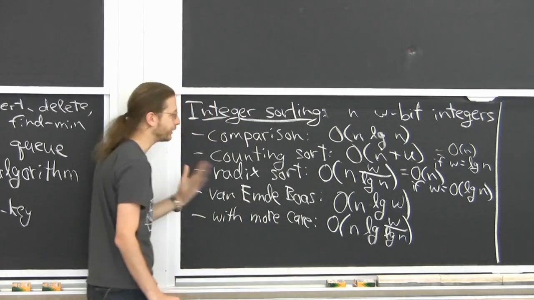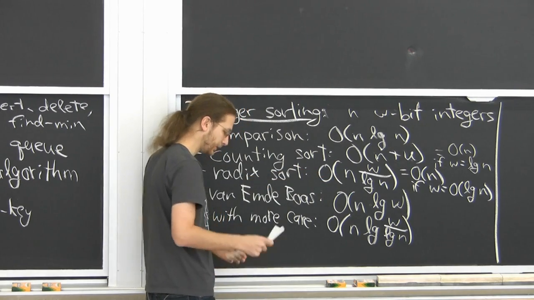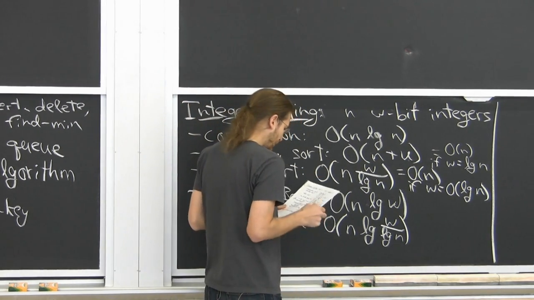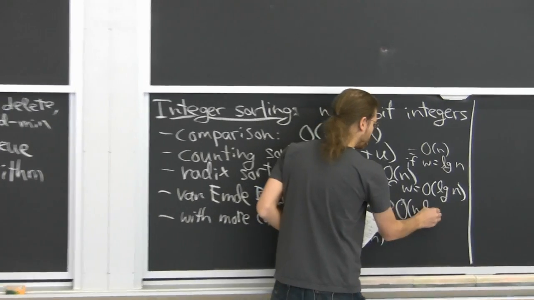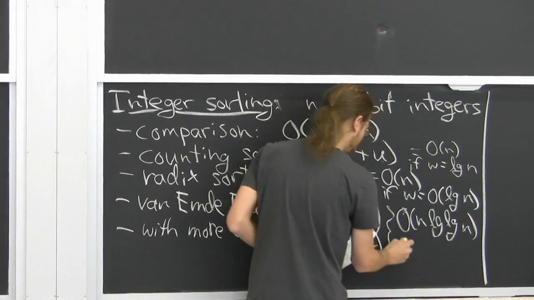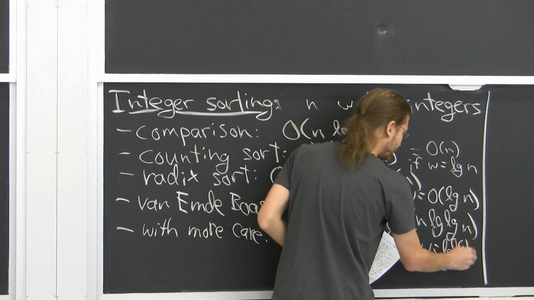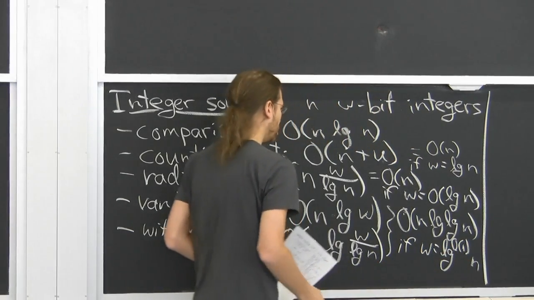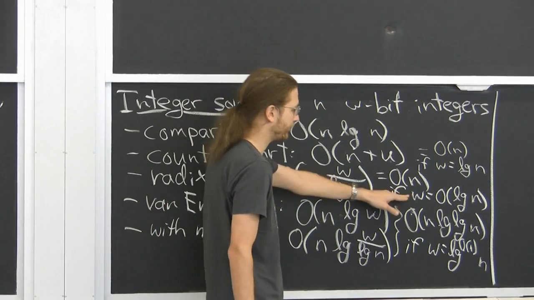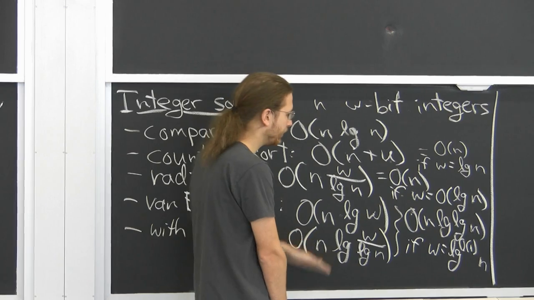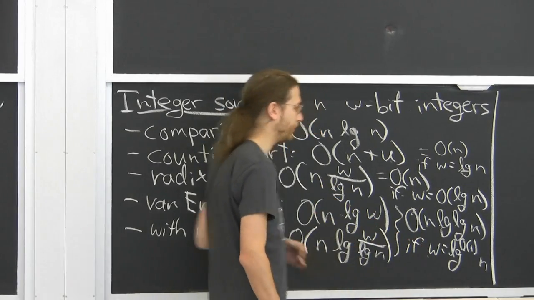So van Emde Boas, here's another way in which it's interesting. It gives us a strict improvement over radix sort. And in particular, do I care? Well, actually, both of these are order n log log n if w is not too big, polylog n. So this doesn't actually matter, but it's clearly better than this one. Again, if w is order log n, you get this to be linear. But in particular, overall you get n log log n up to w being polylog.